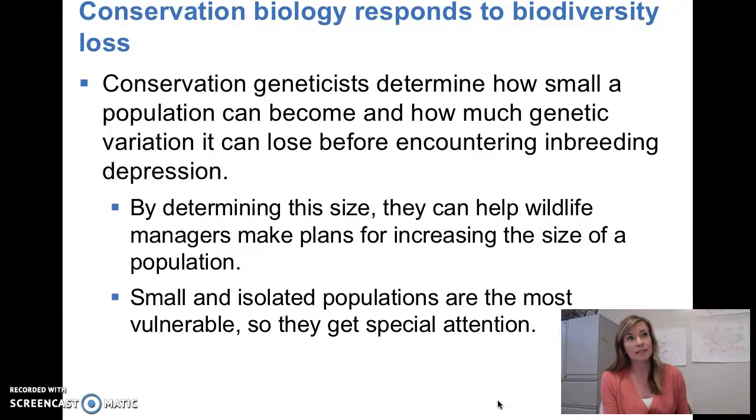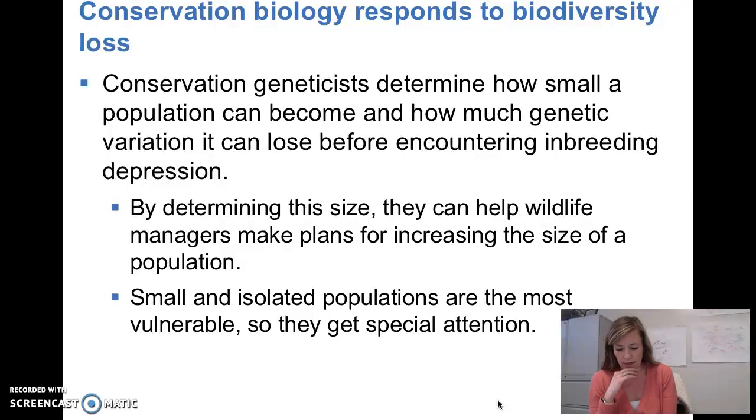But that can happen in nature if there's not enough diversity amongst a species. So you may mate with another member of your species that you're not related to, but there's so little genetic diversity that it would have the same outcome as if you were mating with someone that you are related to. And so by determining the size that is like the threshold of being okay, they can help wildlife managers make plans for increasing the size of a population.